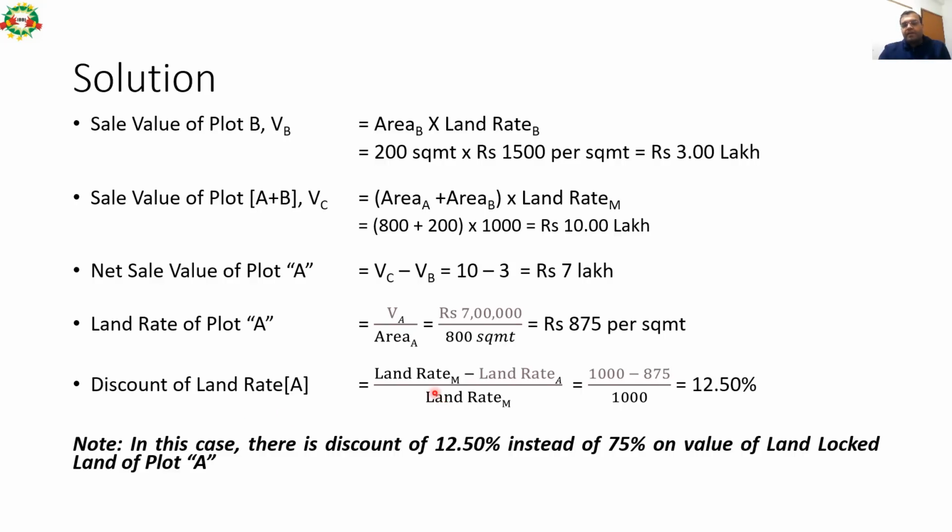Discount on land rate: the market land rate is 1000 rupees per square meter. However, the land rate of plot A after purchasing plot B is 875. So 125 divided by 1000, which is the market land rate, is equal to 12.5%. As per the court case, up to 75% discount is allowed. But in this particular case, since the owner of landlocked land A is able to purchase the adjoining piece of land B, his discount has reduced from 75% to 12.50%.